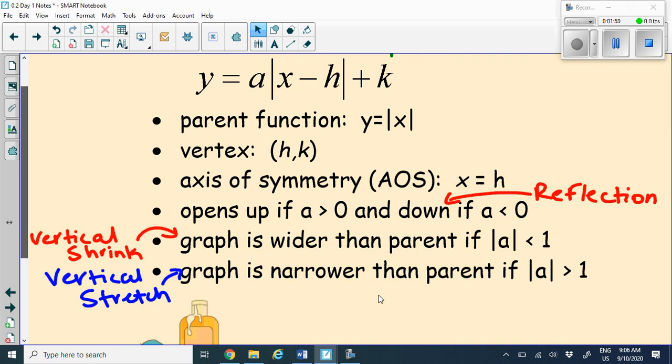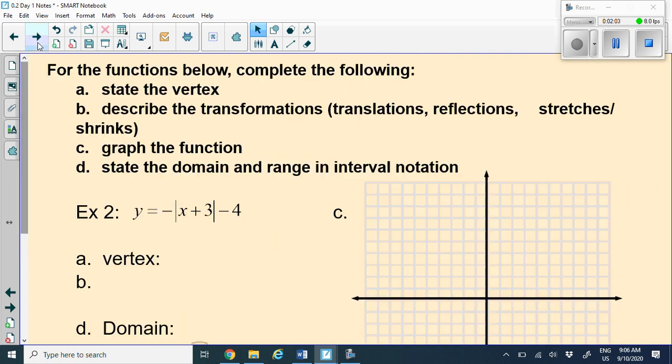So let's go ahead and let's do our first example. For the functions below, we're going to complete the following. So a, we're going to state the vertex. So for example 2, we have y equals negative absolute value of x plus 3 minus 4. So vertex, remember that's your h and k.